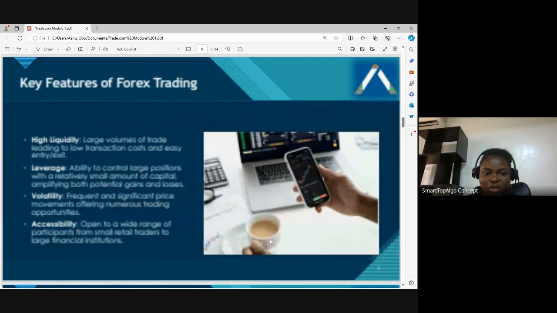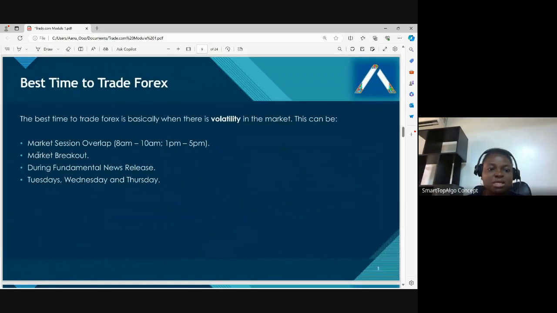Okay, so let's go to the next one. Now, the next one, we'll call it market breakout. We are going to talk about it better when we get to the advanced level in our trading. Now, there are periods in which the market has been ranging. I'm not going to dwell too much. When they break out, it's another time. There's always volatility, and then you can always take advantage.